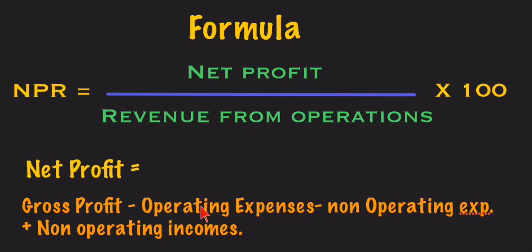Now what are operating expenses? The expenses related to business activities, like salary, stationery expenses, selling and distribution, advertisement expenses. All these are your operating expenses. Non-operating expenses are those not related to your business activities, like loss on sale of assets, or interest on loans you paid. And non-operating income is very easy to identify. Whatever receipts are there, like rent received, interest received, dividend received, profit on sale of assets, these are all non-operating incomes. So this is the formula, and this way we have to calculate.